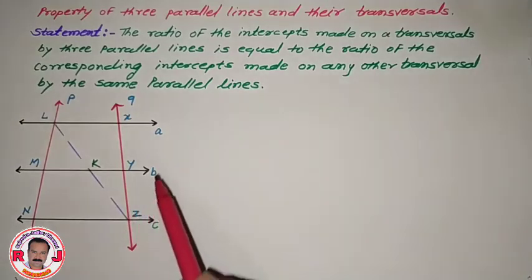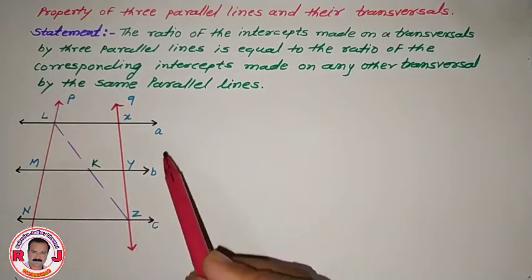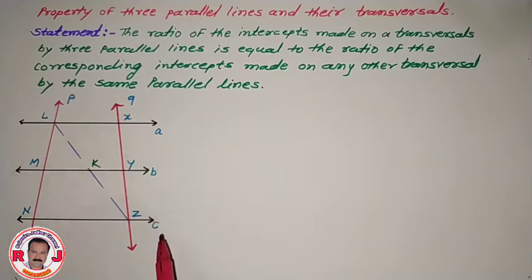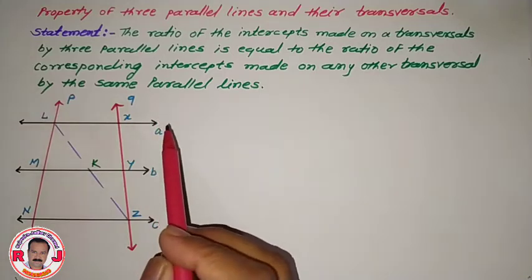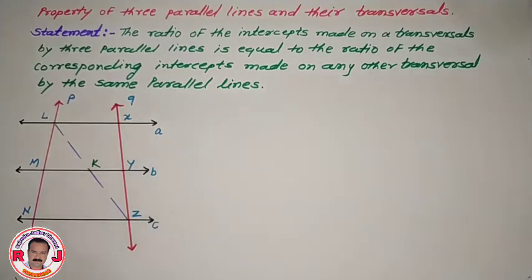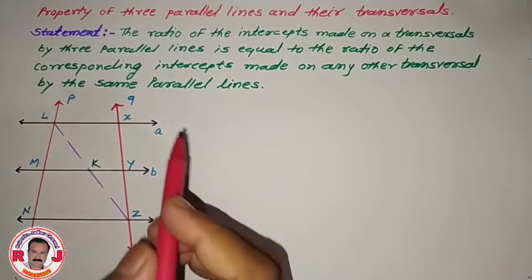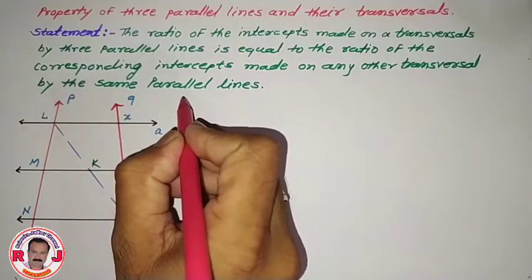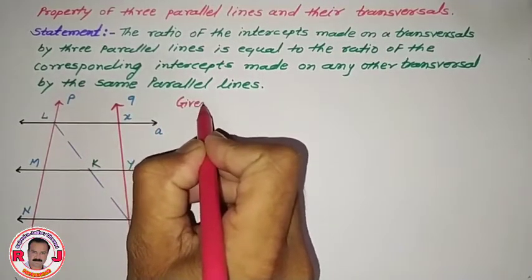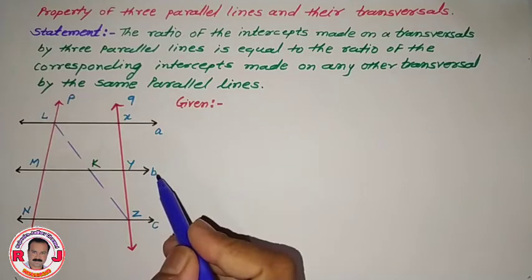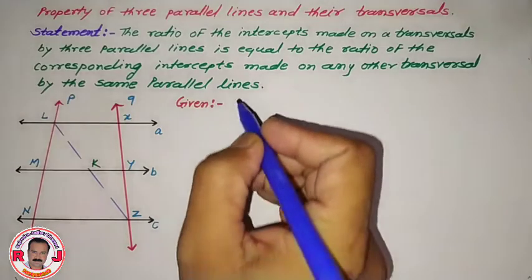See here the figure: A, B and C. These three lines are parallel to each other, and P and Q are the transversals. Here, write down the given. Observe the figure and write down the given. In the given, first, line A, line B and line C are parallel.